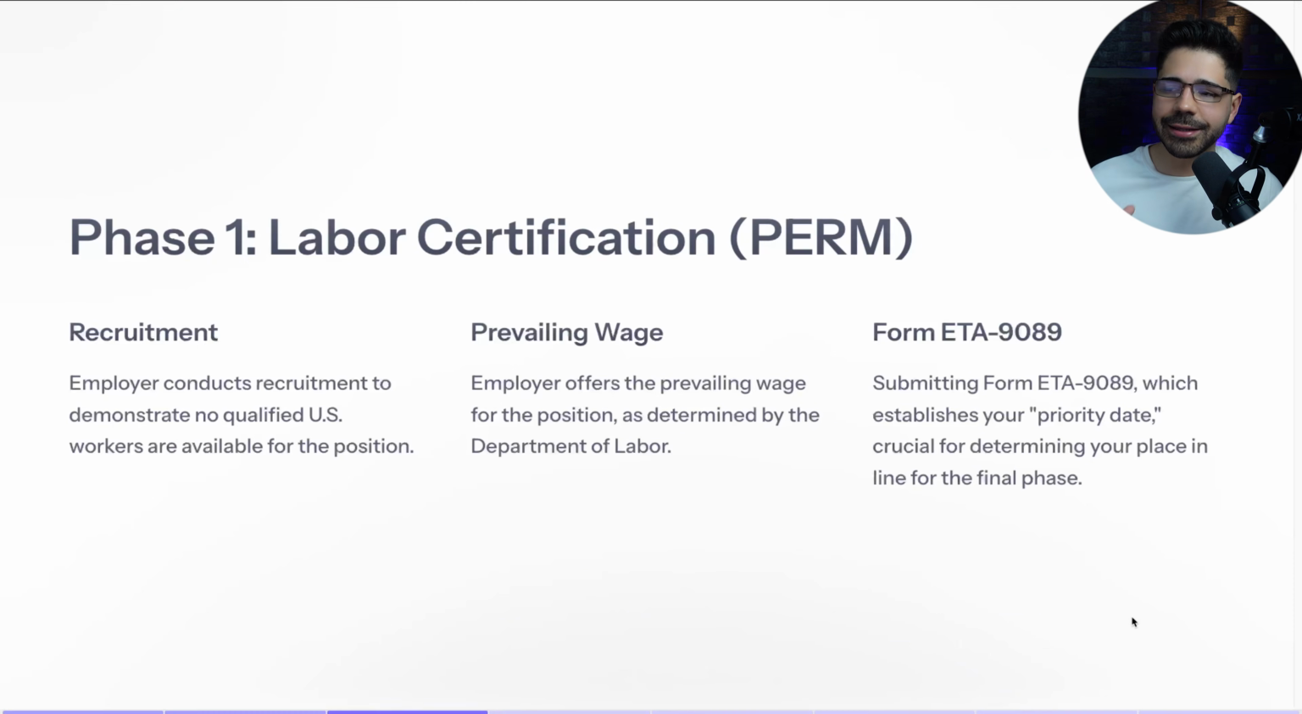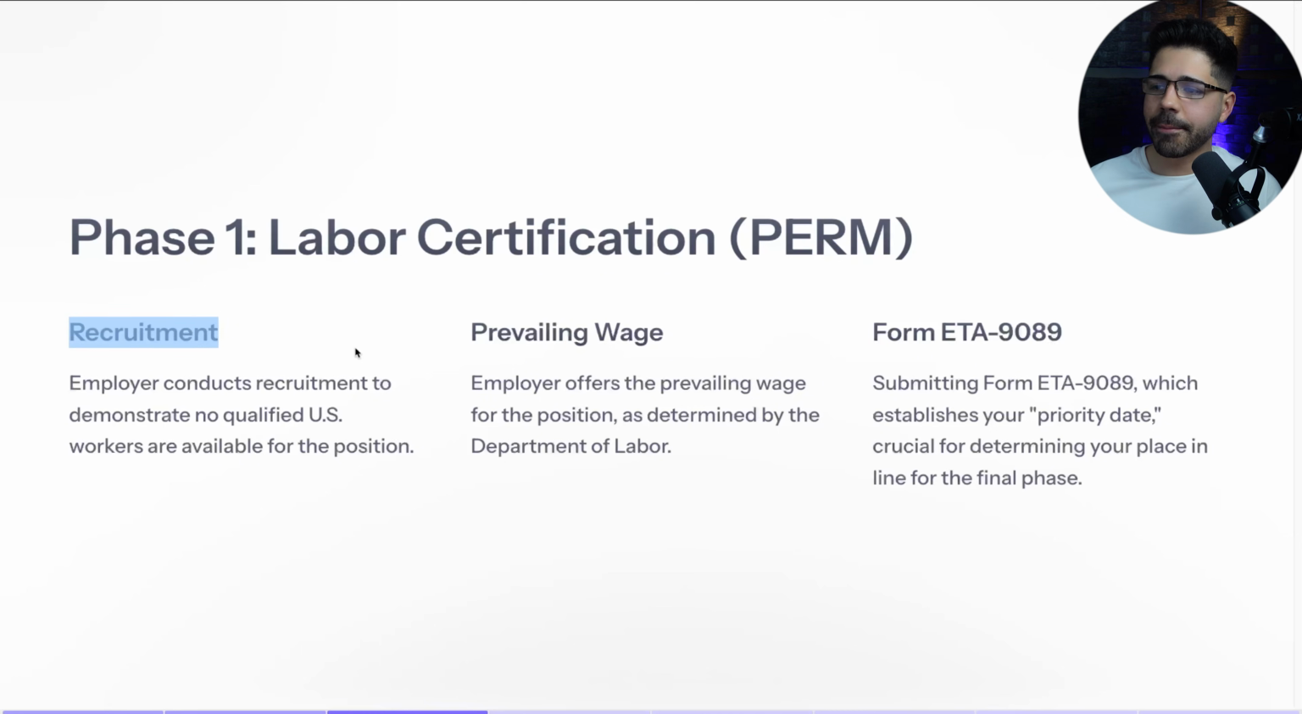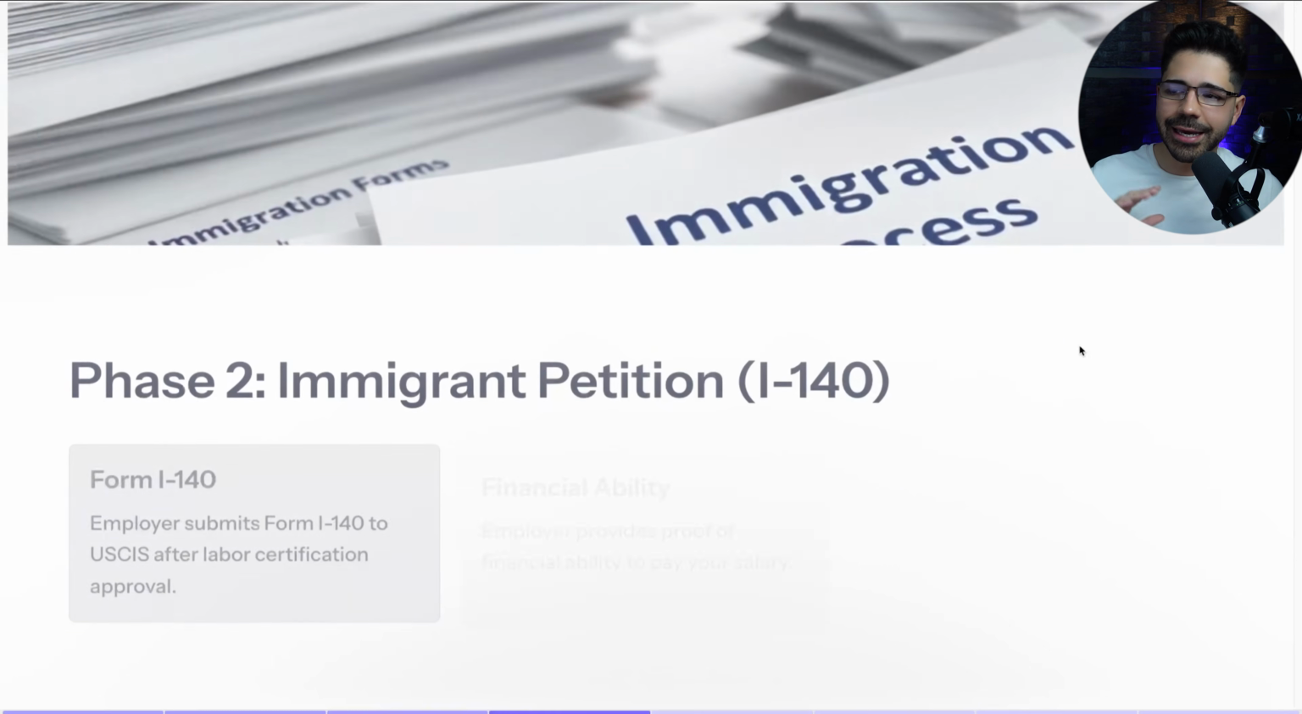But now I have to explain that the complete process to get a green card through the EB3 visa with adjustment of status involves several phases. Phase 1, labor certification. Your employer must obtain a labor certification from the Department of Labor, which involves conducting recruitment to show that there are not qualified US workers available. Second is offering the prevailing wage for the position. And the third, submitting the form ETA 9089, which establishes your priority date, which is crucial, determining your place in line for the third and last phase. This phase is currently taking about 15 months, as I said in my other videos.